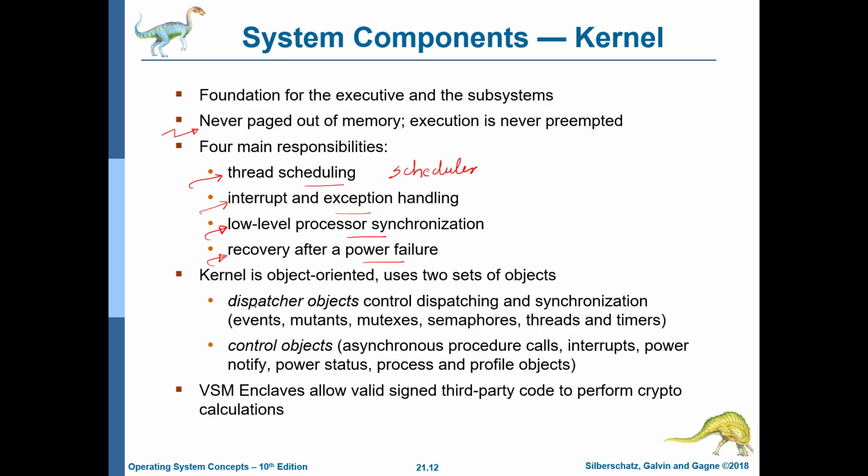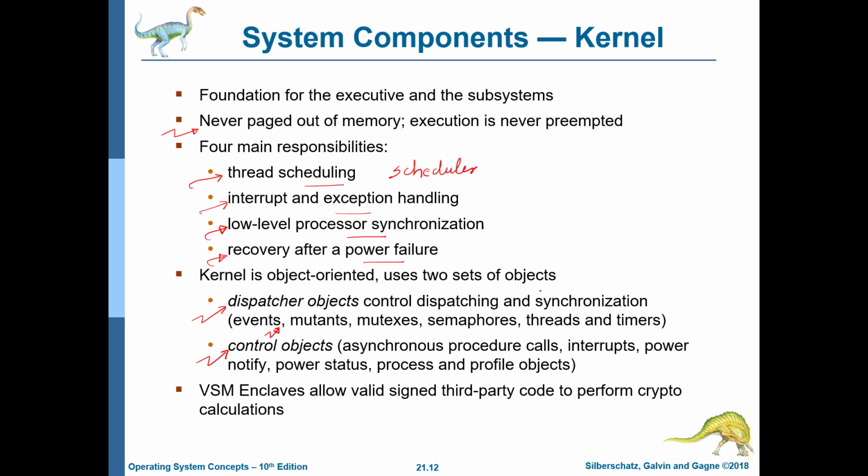So the kernel of Windows is written using C++, an object-oriented language, which uses two kinds of objects. Everything is an object in Windows, as compared to Linux where everything was a file. So we have dispatcher objects and control objects. Dispatcher objects control the dispatching and synchronization of threads and processes, and this is done primarily via events. Events are like alarms, you can set them. Mutants, mutexes, semaphores, threads, and timers. So basically, dispatcher objects control the execution of threads and processes.